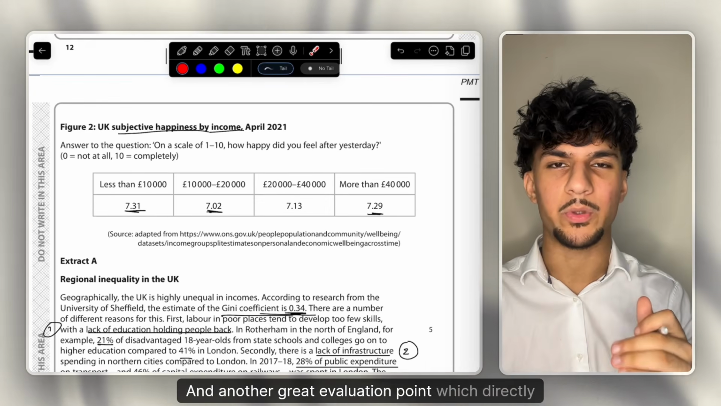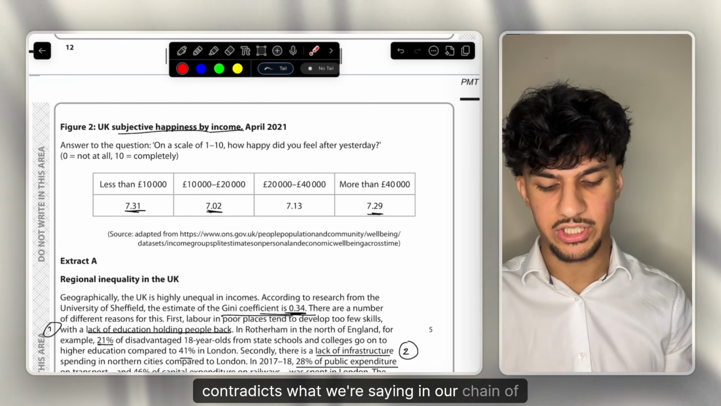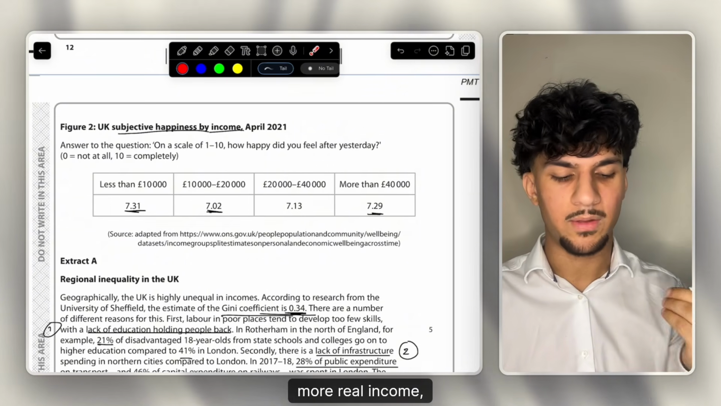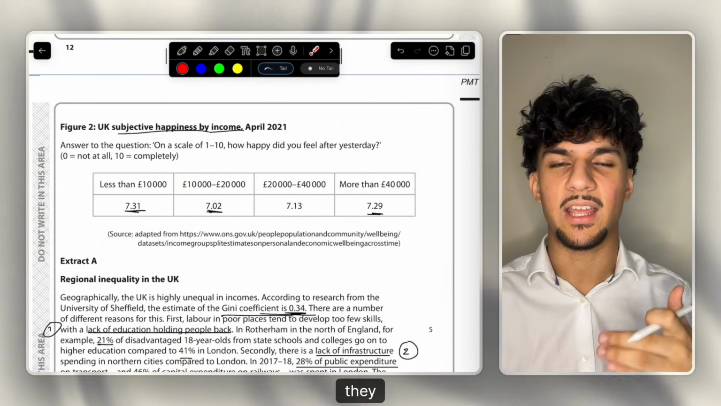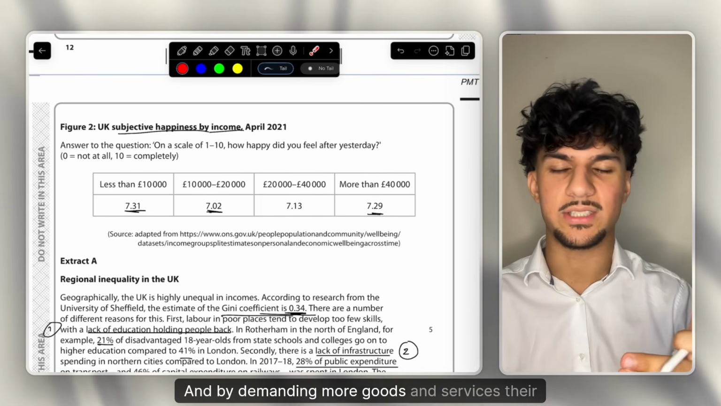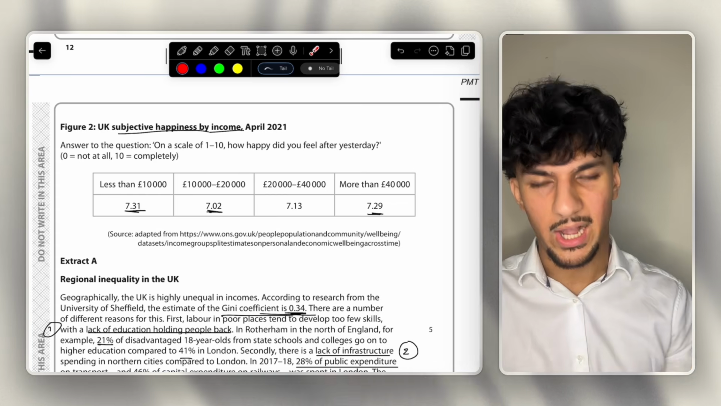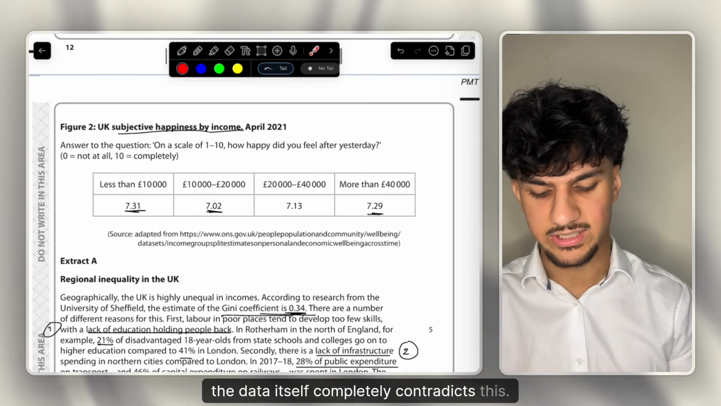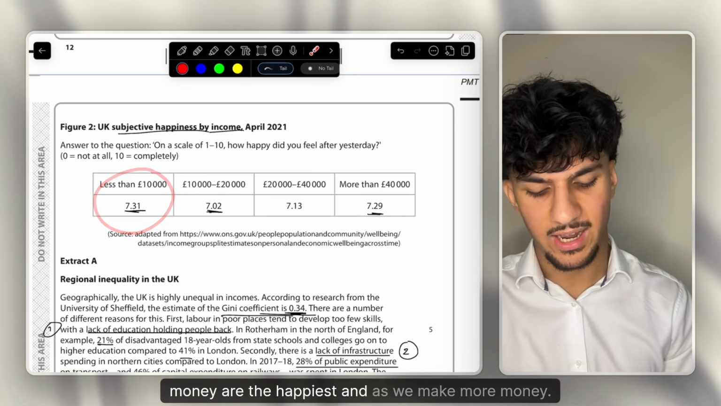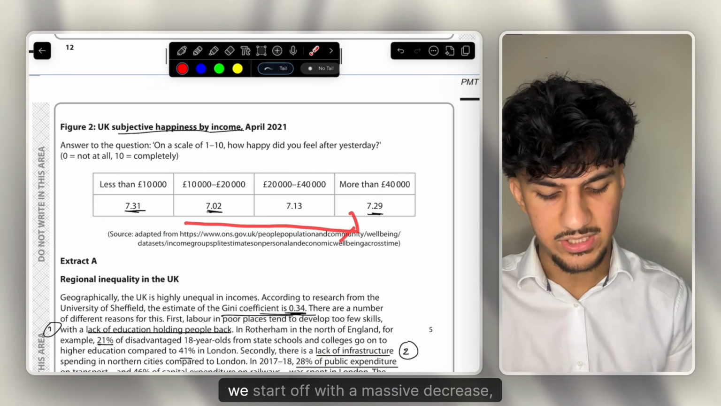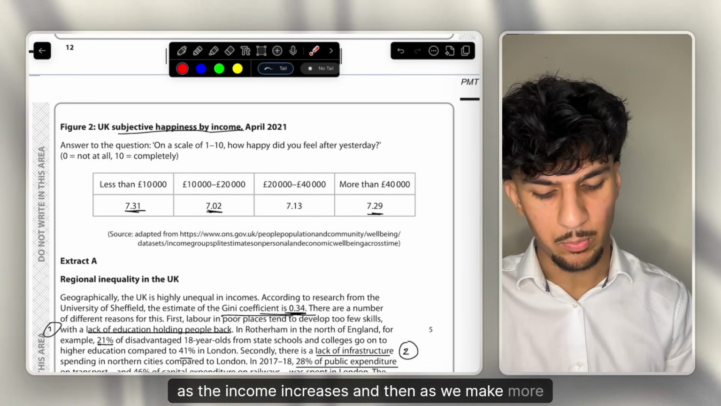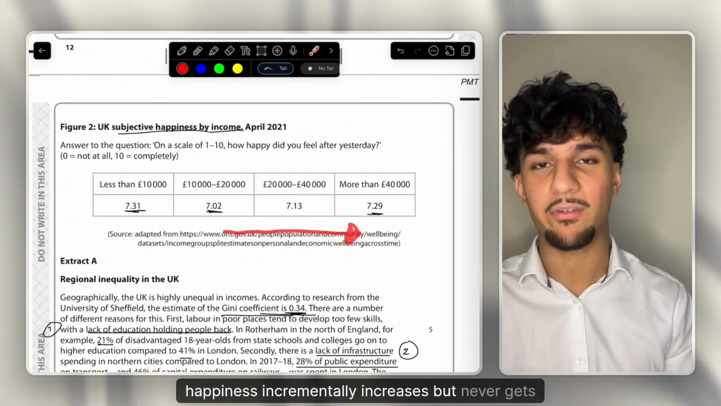And another great evaluation point which directly contradicts what we're saying in our chain of analysis. So we've said when individuals have more disposable income, more real income, it means that they're going to be happier since they have an improved living standard. So they can demand more goods and services, and by demanding more goods and services, their living standards are going to improve. However, the data itself completely contradicts this. Why? Since individuals who make the least amount of money are the happiest, and as we make more money, well, we start off with a massive decrease as the income increases, and then as we make more money, happiness incrementally increases, but never gets to the same point.